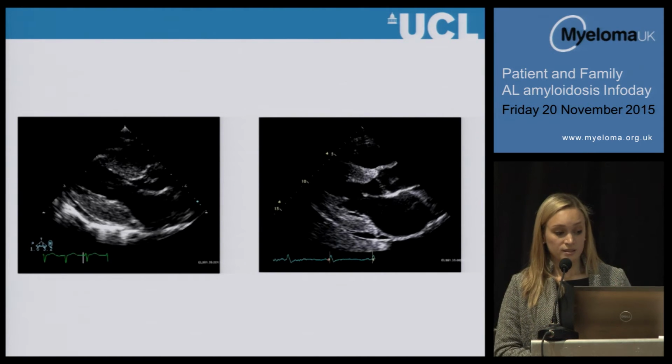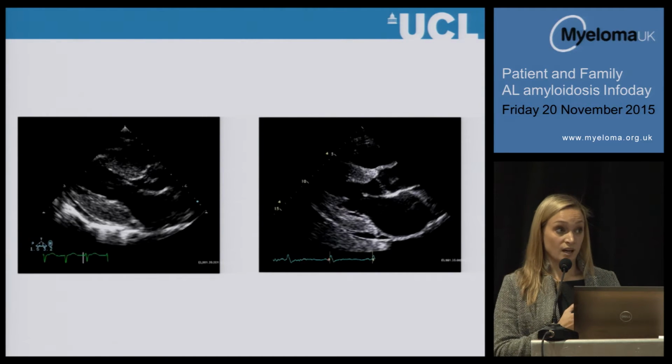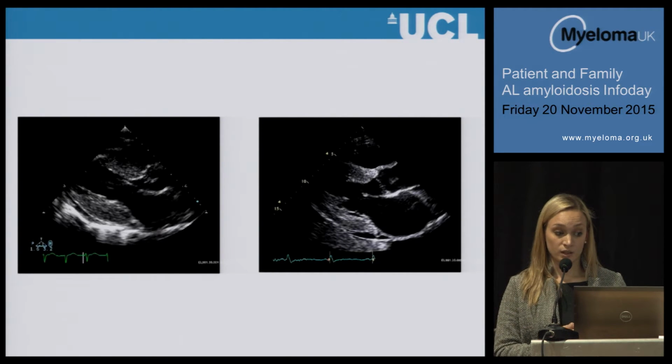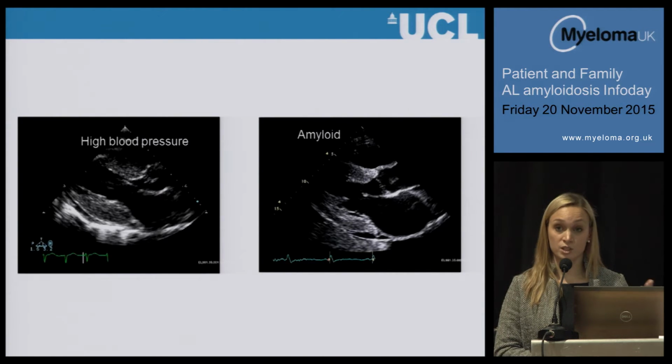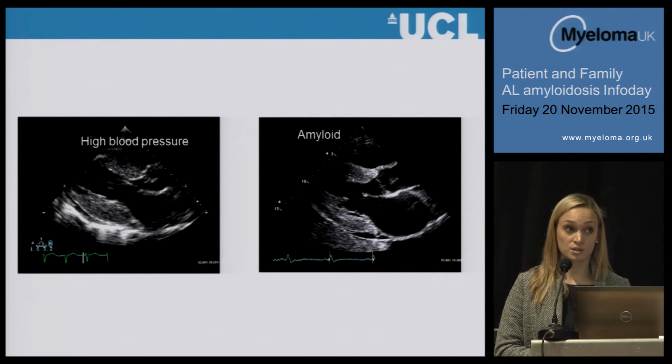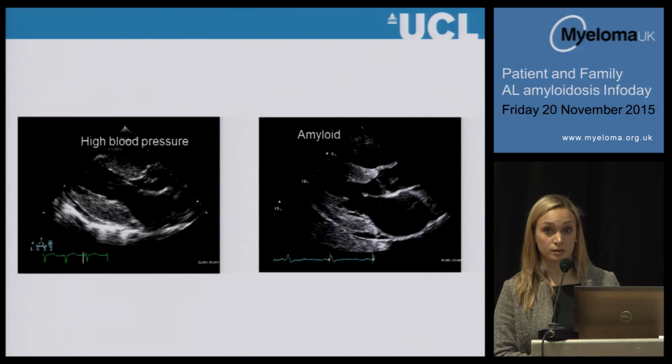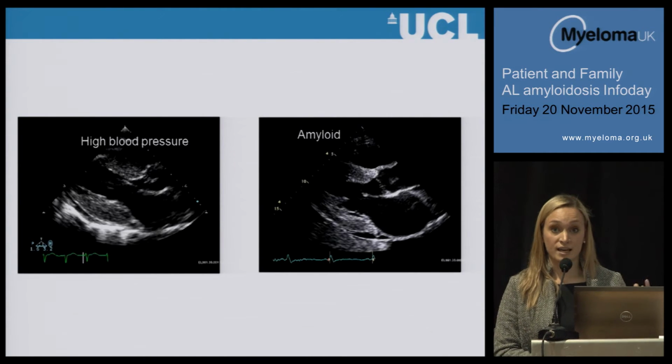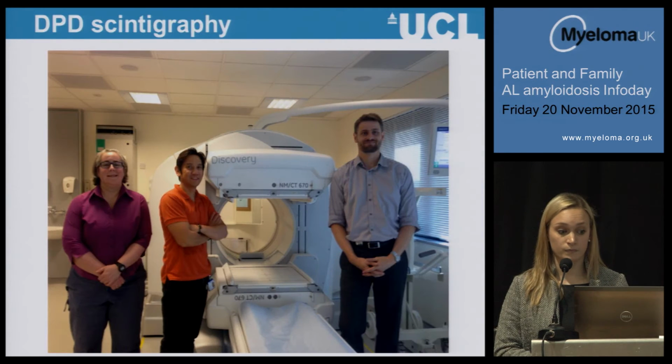So this is an example of a patient with high blood pressure and a patient with amyloid. From these pictures, none of us would be able to tell which one has got amyloidosis and which one has got high blood pressure. So there are other tests that we can do to become more specific in this sense.